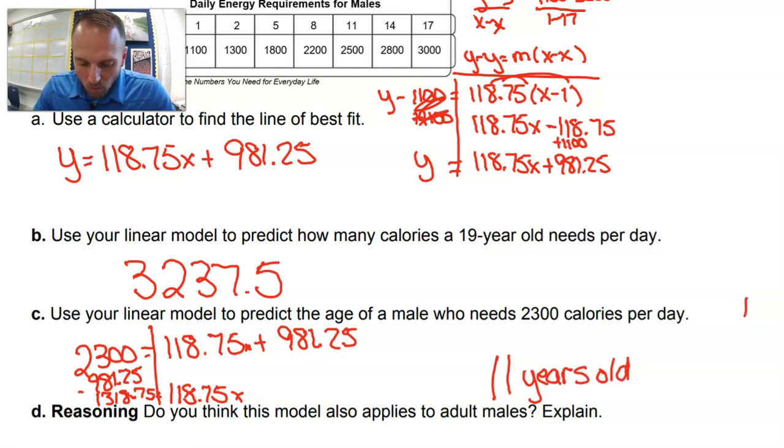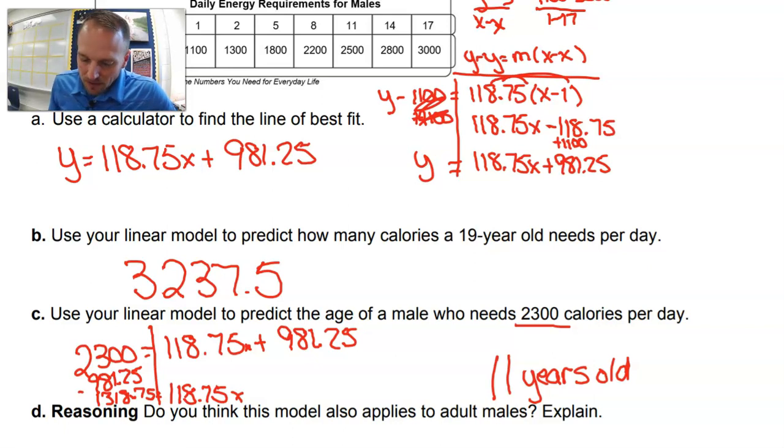Okay, so let's go back and cover this again. For letter A, first thing, find the slope, y minus y over x minus x. Then put that into point-slope form, y minus y equals m times x minus x. And that's letter A, and we get our equation. For letter B, we know it's a 19-year-old person, so we need to put 19 in for x in that equation and just use your calculator. Letter C, when we know it's 2,300 calories, that's our y variable, so put in 2,300, and after I've done that, you're just going to subtract the 981 and then divide by the 118.